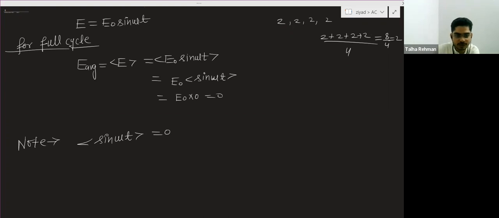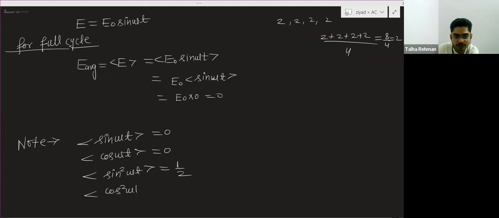And remember a few more values. Average value of cos omega t, for a full cycle, this is valid, for a full cycle, again not for the half cycle, is 0. And the average value of sine square omega t for a full cycle will be equal to half. For cos square omega t, it is also half. And all these conditions are valid for a full cycle.